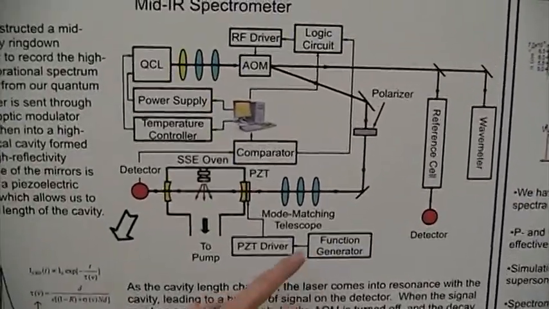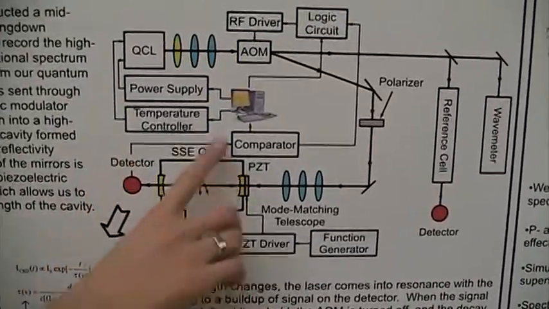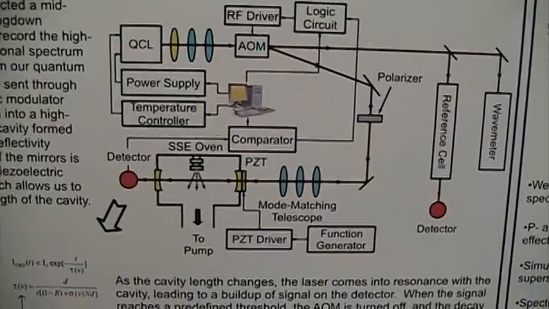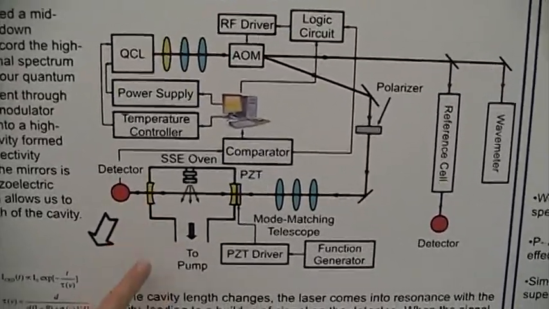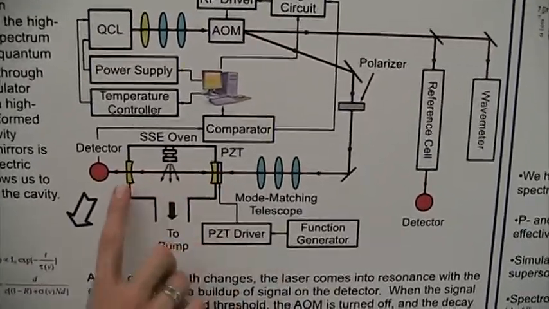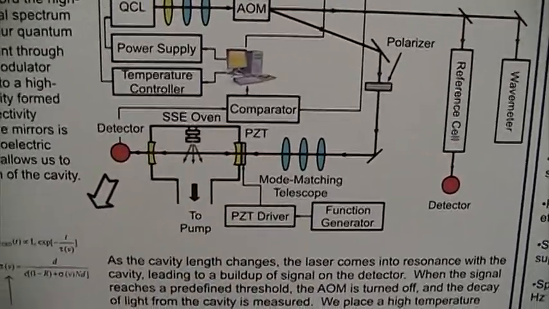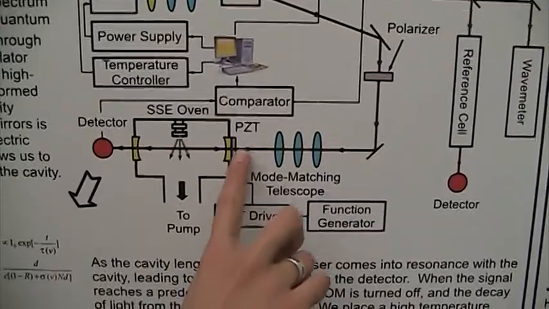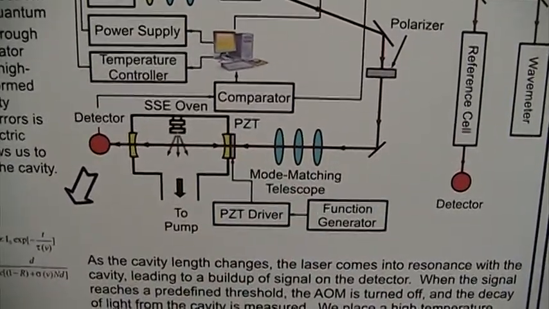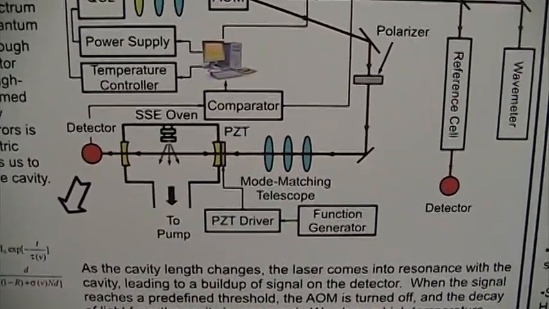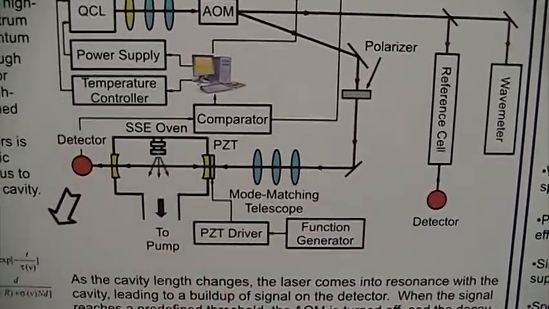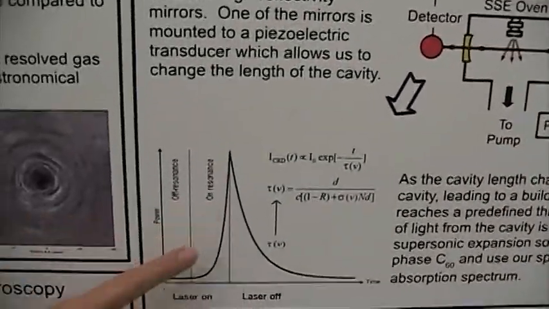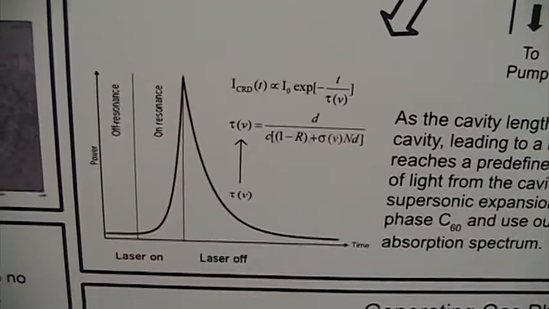So here we have our actual sample chamber where we produce the C60. We have an optical cavity made from 2 high reflectivity mirrors. And on one mirror we have a piezoelectric transducer which allows us to change the length of the cavity. When the length of the cavity reaches a resonance condition with the frequency of the laser coming in, we can see here that when it's on resonance we get a spike in signal on the detector.